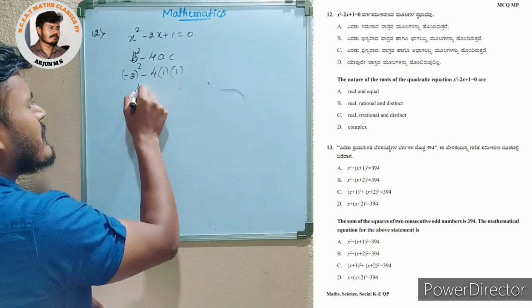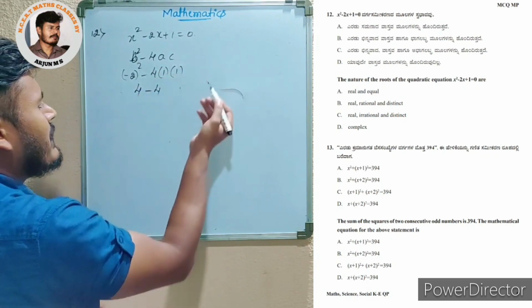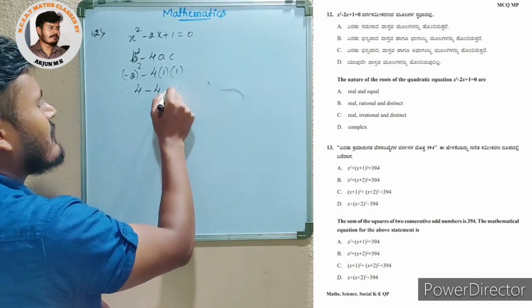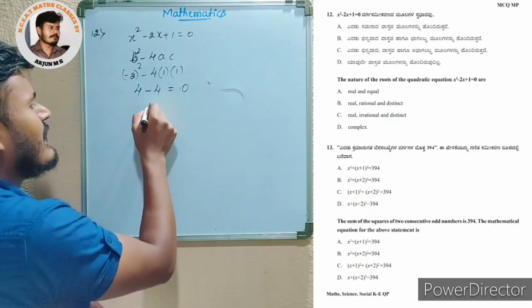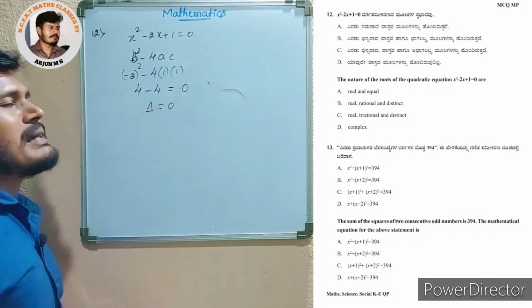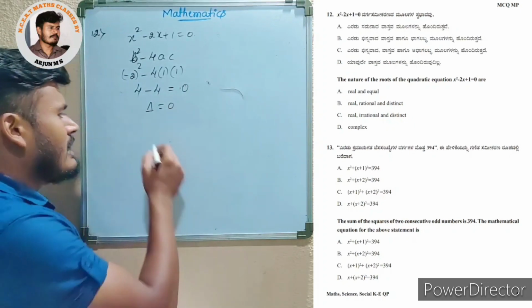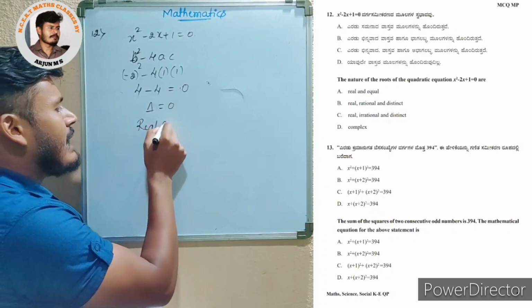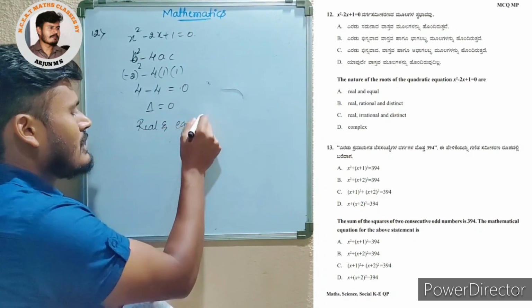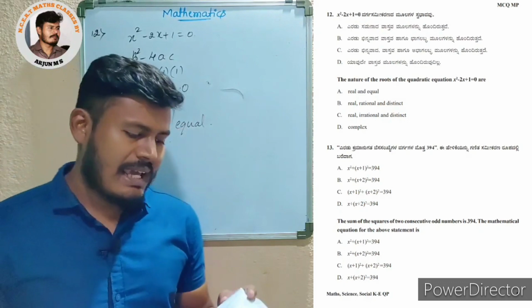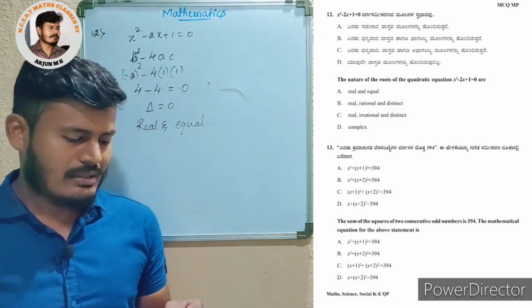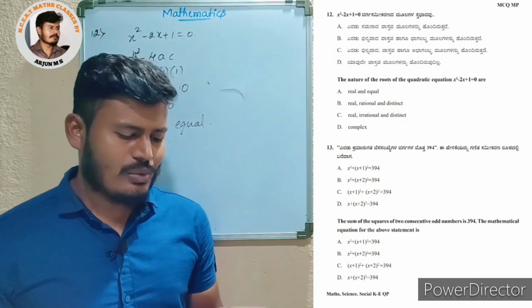So minus 2 whole square means plus 4. 4 into 1 into 1 gives 4. Minus 4, so 4 minus 4 is equal to 0. If delta or b square minus 4ac is equal to 0, then the roots are real and equal. So your option A, real and equal, is the correct answer. So then we're moving on to the 13th one.